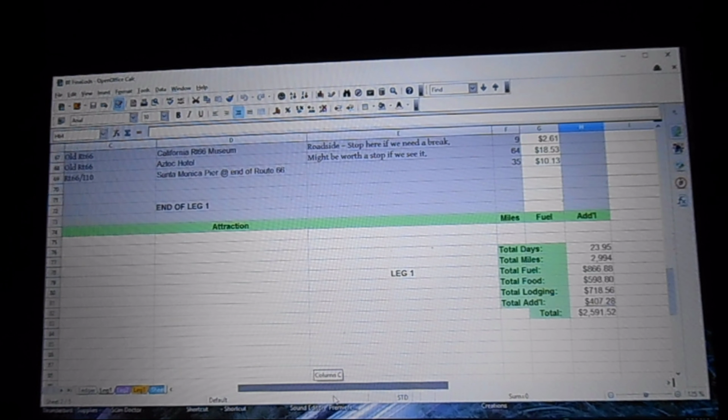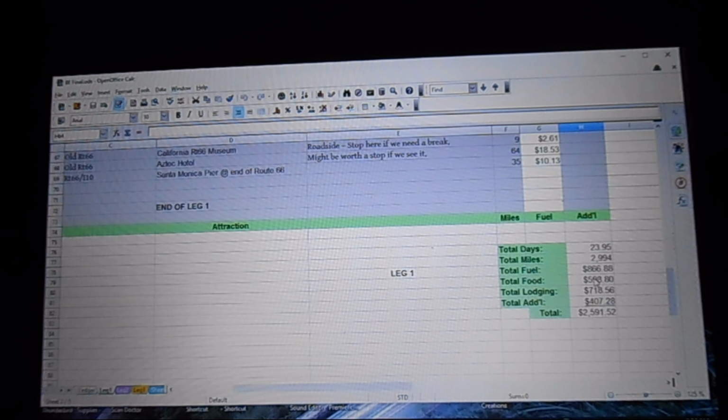So I scoot over, and this is pretty easy. We know the number of miles in this leg. You divide that by the 125 from the previous page, you get 23.95 days. Total miles, it's just a total of all the miles. Total of all the fuel, this just totals down.